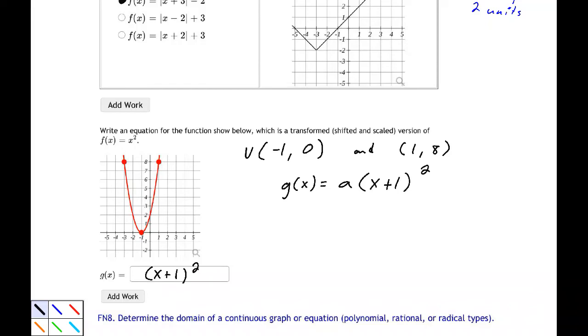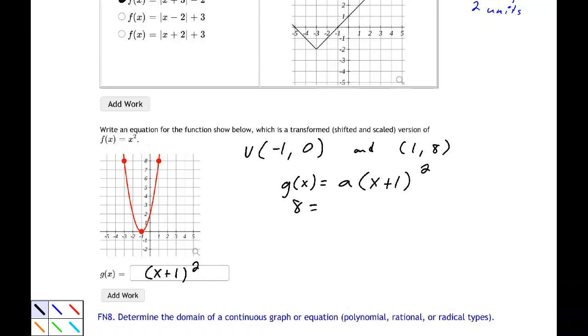Now, to be sure, what I'm going to do is take my point 1, 8. That means my x value is 1 and my y value, my g of x value, is 8. So I'm going to replace those in this equation and say 8 equals a, parentheses, 1 plus 1, close parentheses, squared. So again, I'm replacing x with 1 and my g of x with 8. And I'm going to solve for what the a value is. So simplifying the right-hand side, 1 plus 1 in parentheses squared. 1 plus 1 is 2. 2 squared is 4. So this equation becomes 8 equals 4a.